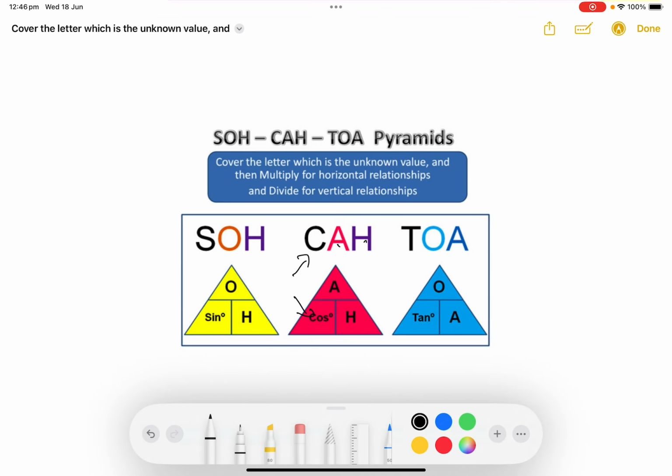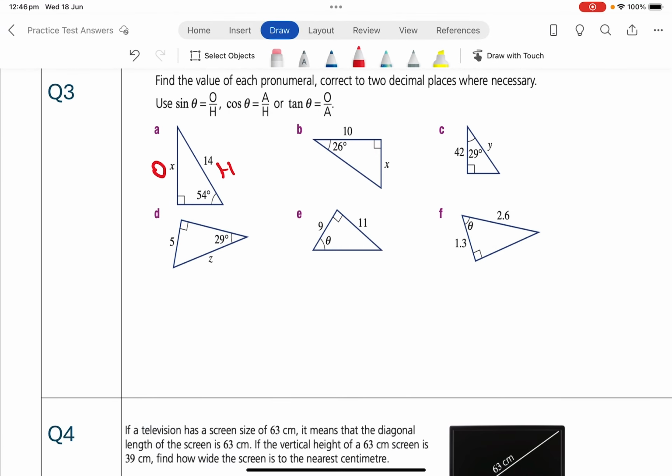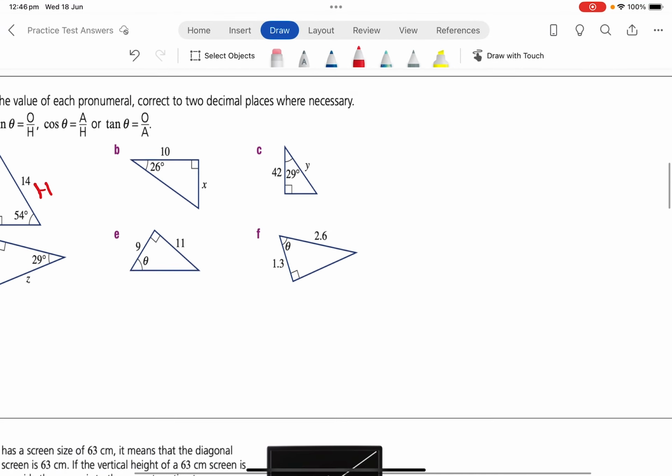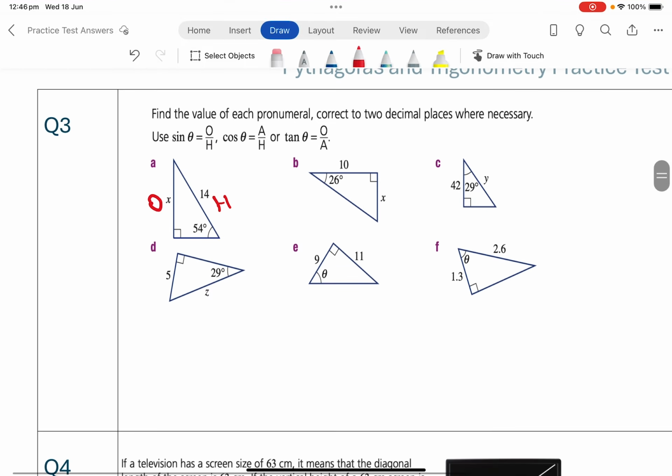With O and H, we are using sine. So for part A, let's do part A down here. I'm going to be using sine, since it's asking me to solve for the pronumeral, which is the letter X. Since I'm trying to find X, I'm going to use the opposite side.